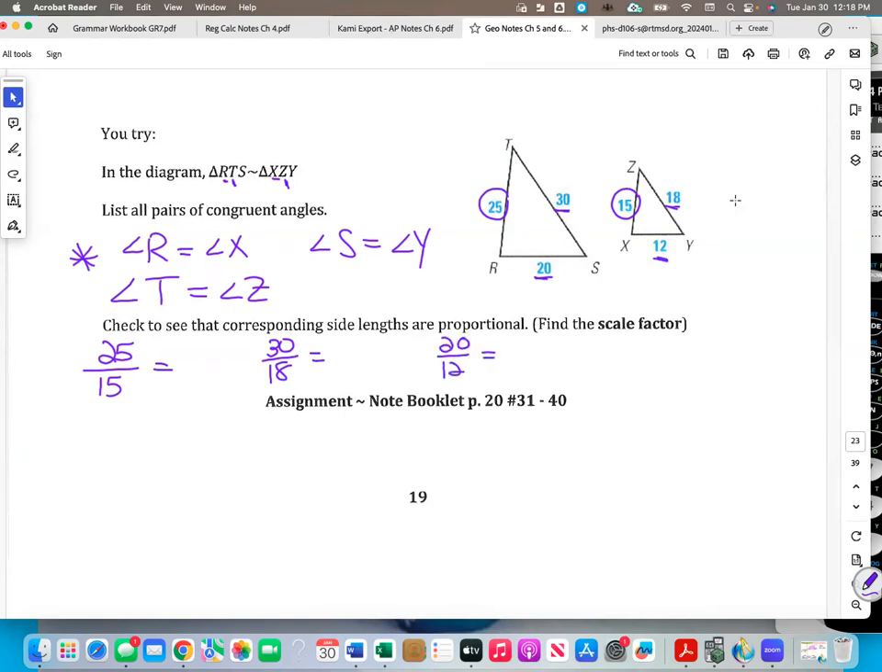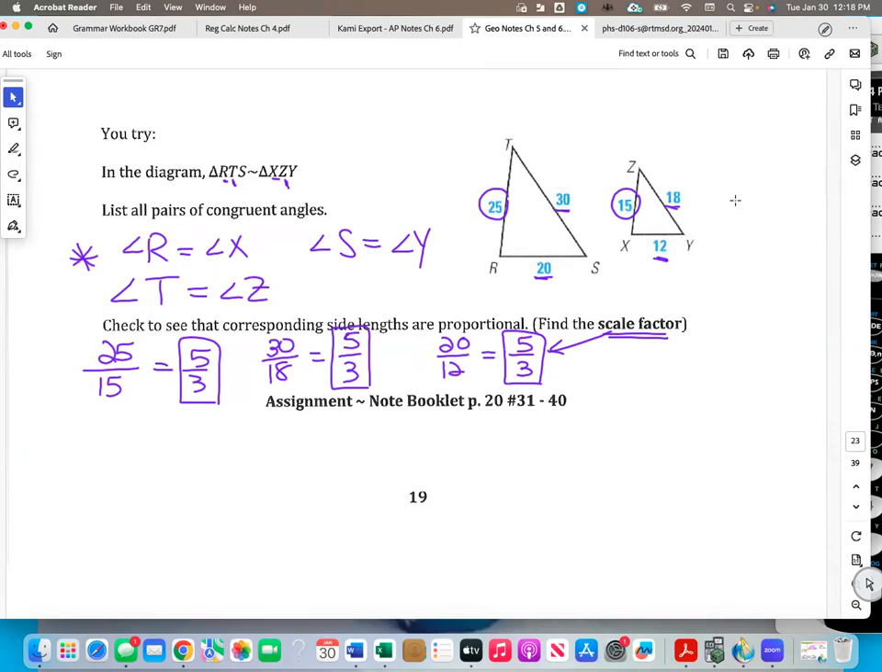Right, using your calculator, you can reduce those. This is going to reduce to 5/3. This will reduce to 5/3, since 6 will go into both of those. And the last one, let's see, 4 will go into those. You get 5/3. So my scale factor is the 5/3. Now, if one of these didn't reduce to the same fraction, then those triangles are not similar triangles.